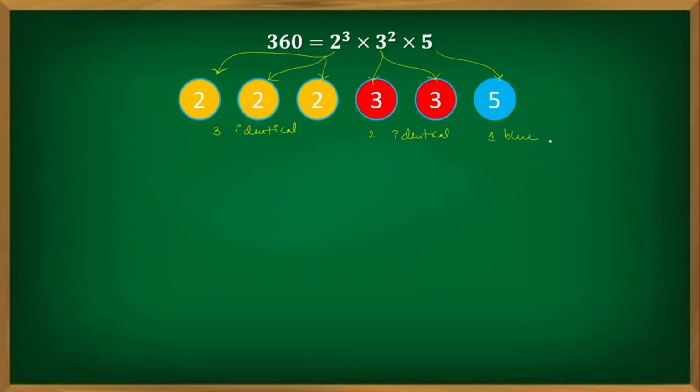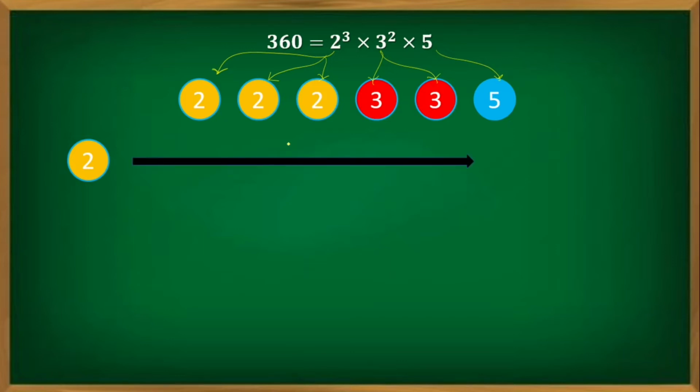Now let's see, we'll take different types of combinations from these balls. I am not going to assume any numbers here. Let's say 3 identical yellow balls, 2 identical red balls and one blue ball. Now let's say I select one yellow ball. If I select one yellow ball, it means I selected the 2. So one divisor is going to be 2, yes or no? One of the divisors of 360 is nothing but a selection. One yellow ball I am selecting, then I got a divisor.